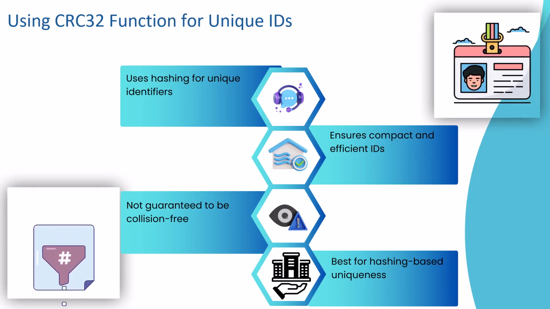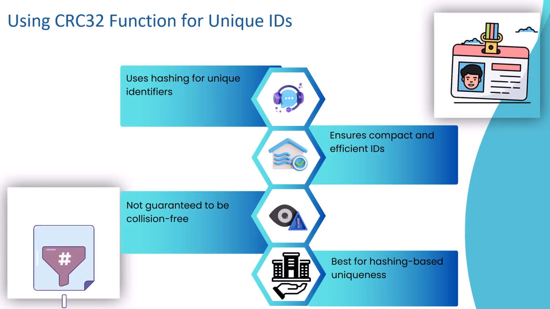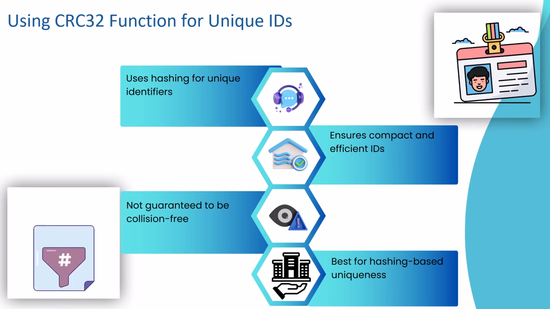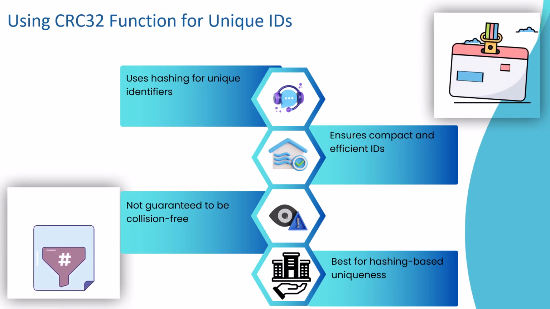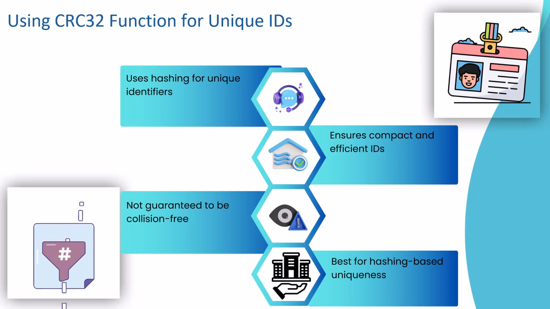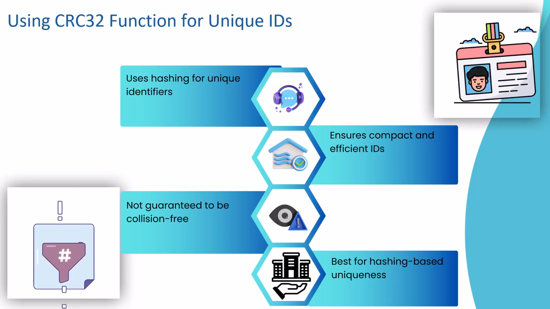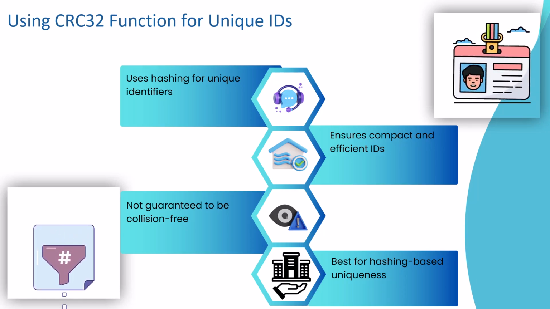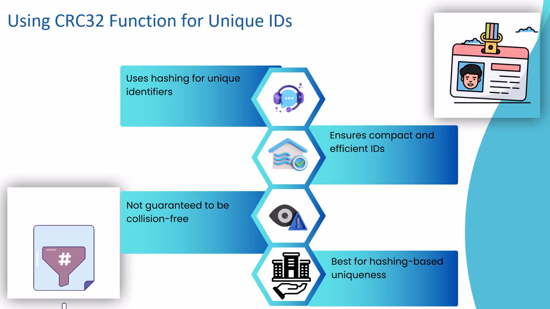The CRC32 is like a fingerprint scanner. It generates unique values using hashing. While efficient and compact, it doesn't always guarantee absolute uniqueness. So while great for hashing-based IDs, watch out for occasional collisions.